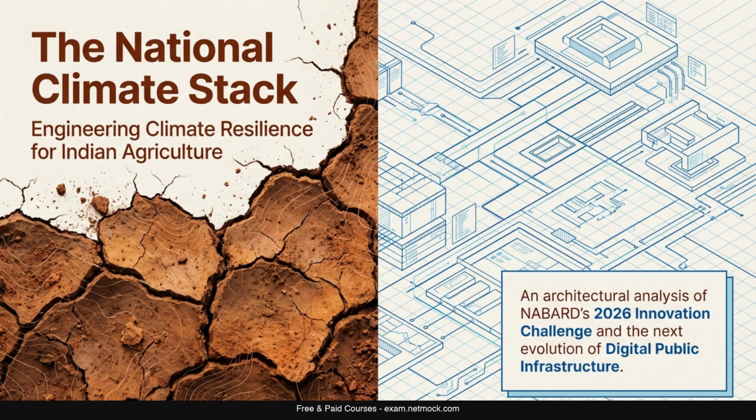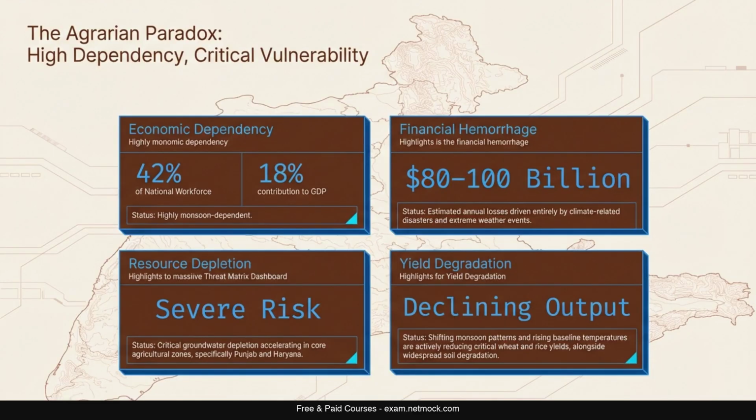Our 4th topic examines the national climate stack, engineering climate resilience for Indian agriculture. This is an analysis of NABARD's 2026 Innovation Challenge and the next evolution of digital public infrastructure, where technology meets agriculture meets climate change. India faces the agrarian paradox.